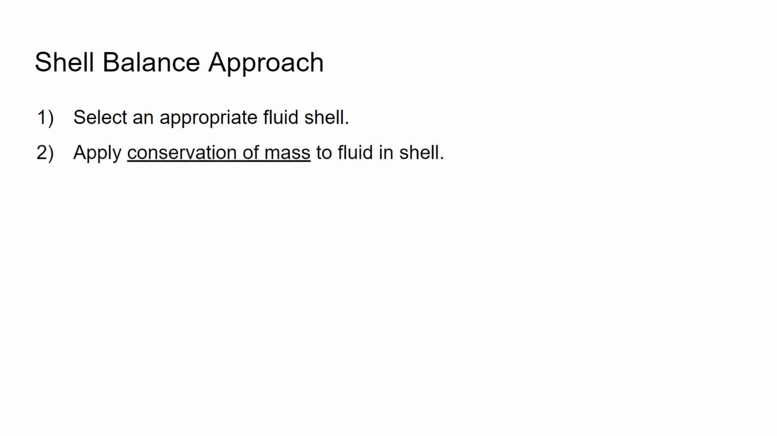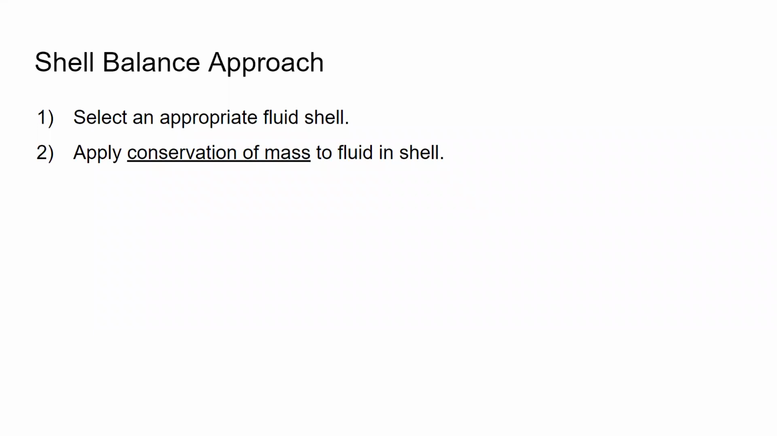So let's get started. What is the shell balance approach? There are 6 steps that you're going to follow to perform the shell balance approach. Number 1 is selecting an appropriate fluid shell. We'll talk more about this in a moment, but we're going to be using a shell rather than the entire system that we're examining. The second step is to apply the conservation of mass to the fluid in the shell specifically, not the entire system.